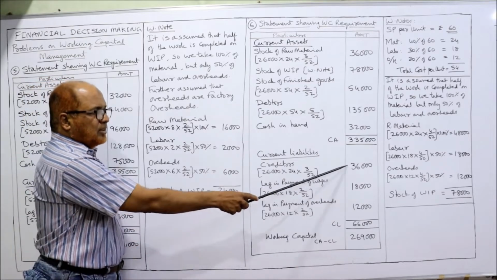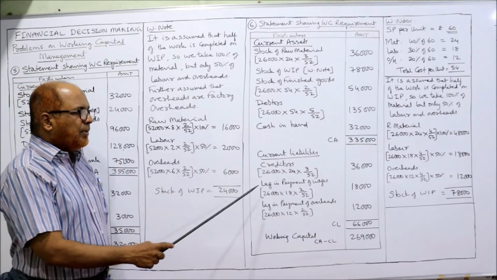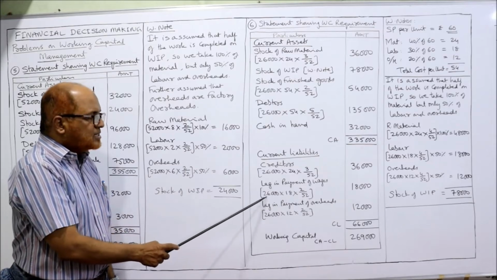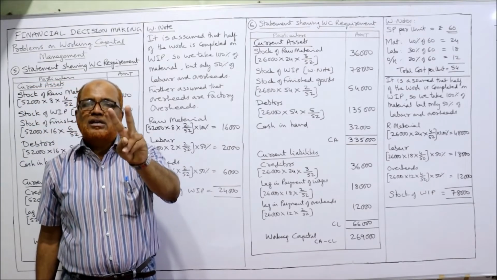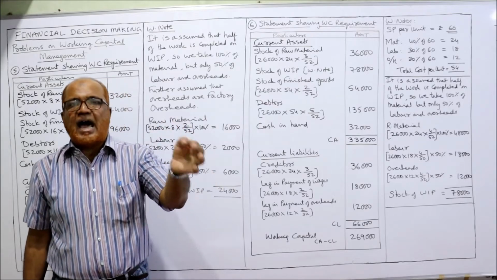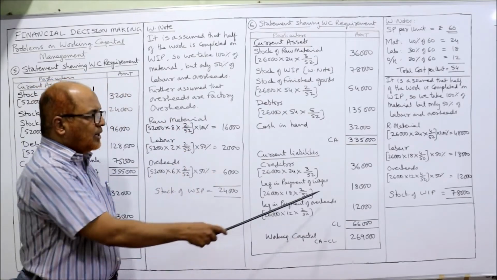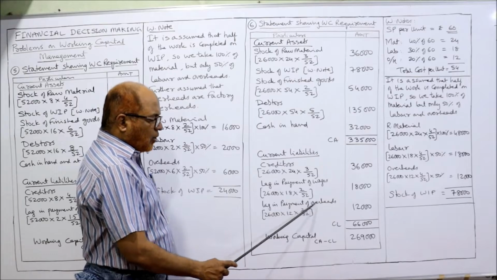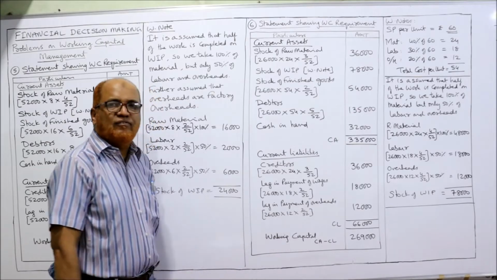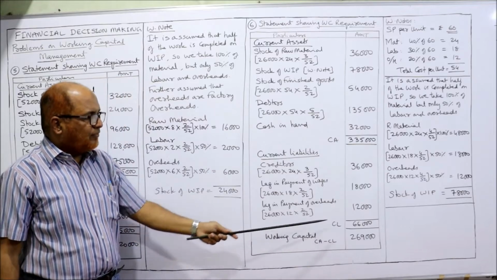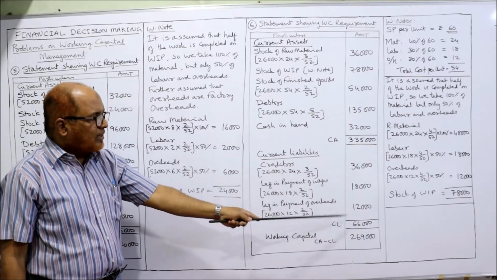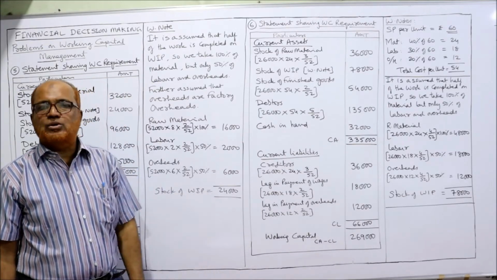3 by 52, 36,000. Lag in payment of wages: 26,000 into 18 into 2 by 52. 2 weeks is the lag in payment of wages and overheads. So you'll get 18,000. Lag in payment of overheads: 26,000 into 12, per unit overheads 12 rupees, into 2 by 52, 12,000. Take the total of the current liability, 66,000.